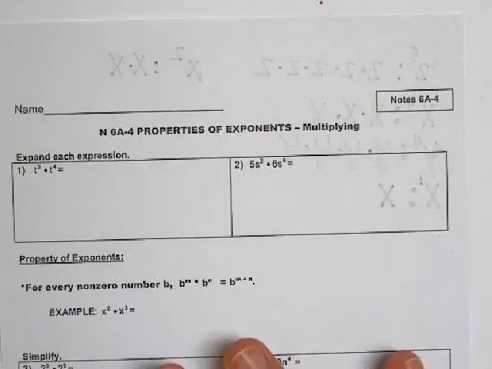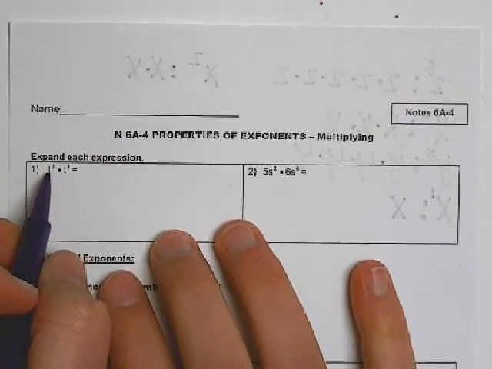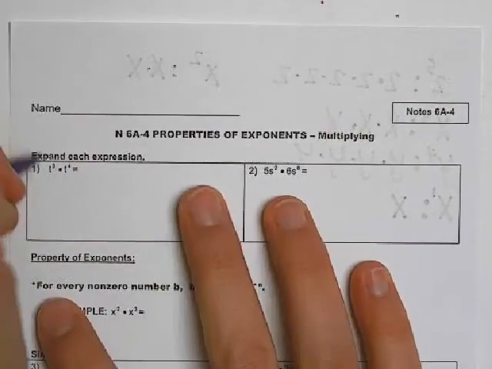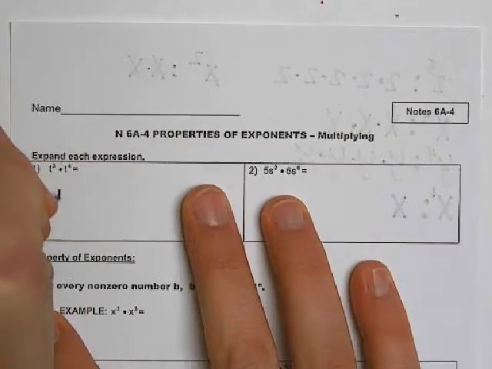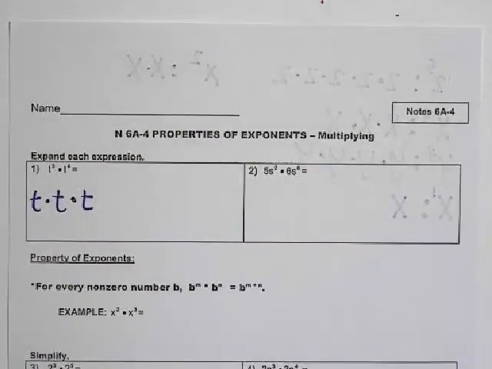Alright. Expand each expression. What does expand mean? Bigger. Make it bigger, right? Okay, so how many t's do I have right here? 3. T to the 3rd. So I'm going to expand it by writing t times t times t, because that's really what it means, right? Okay, you guys should be writing with me.